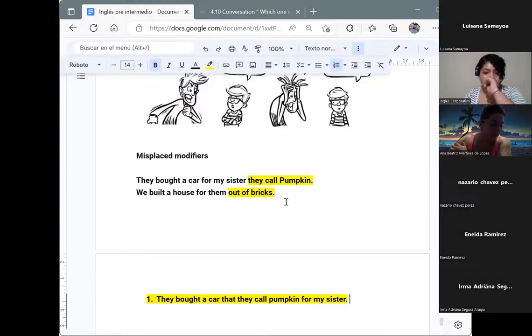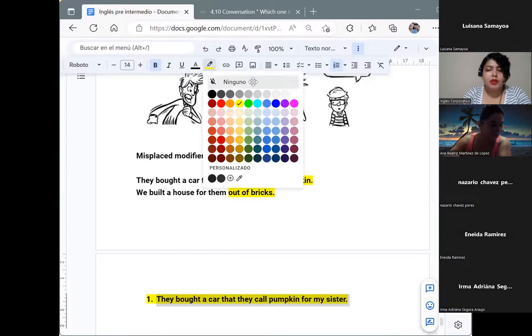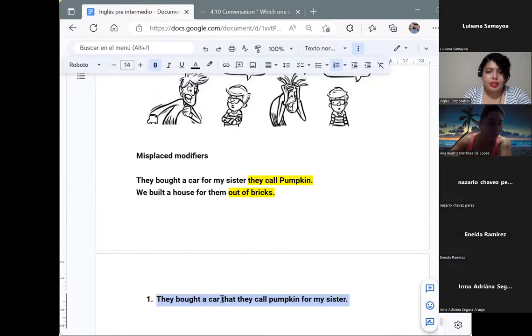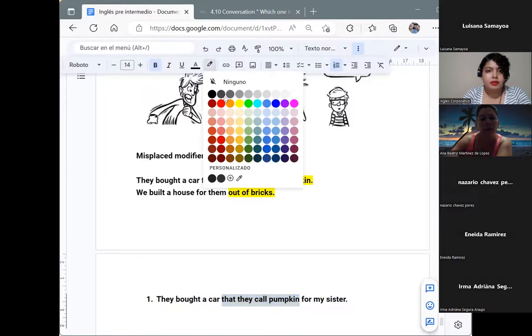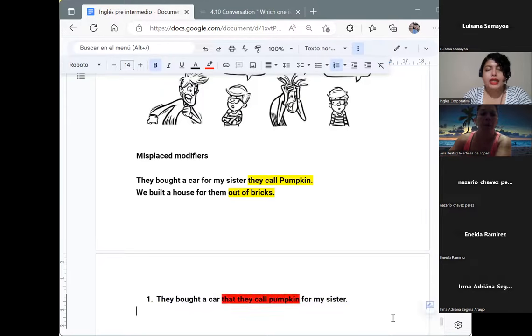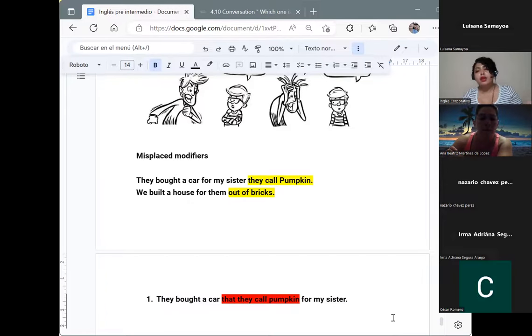Aquí, ¿verdad? Ahí le voy a quitar el color y le voy a poner solo el modificador. Voy a ponerle otro color. That they call pumpkin. Vamos a ponerlo en rojo. Aquí, ellos compraron un carro al que le pusieron pumpkin, al que le pusieron calabaza para mi hermana. Compraron un carro y lo llamaron calabaza y se lo dieron a mi hermana. That is the message. Ese es el mensaje.